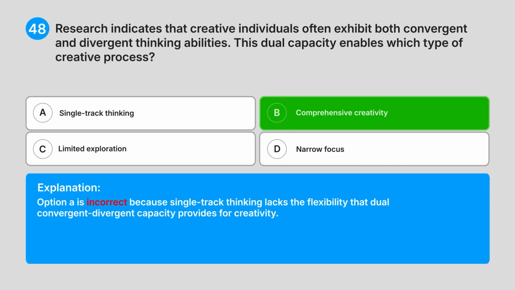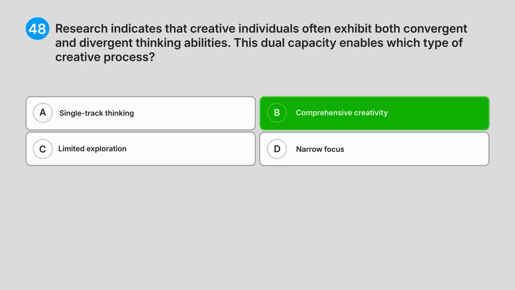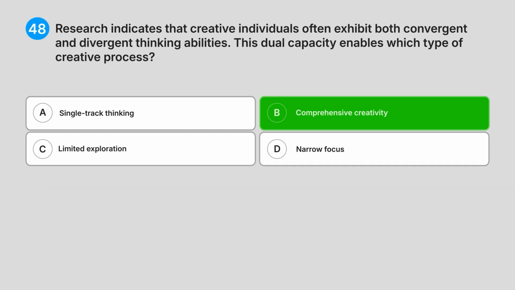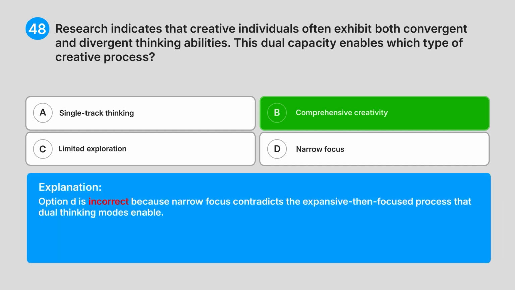Option A is incorrect because single-track thinking lacks the flexibility that dual convergent-divergent capacity provides for creativity. Option C is incorrect because limited exploration results from lacking either divergent or convergent thinking, not from having both. Option D is incorrect because narrow focus contradicts the expansive then focused process that dual thinking modes enable.